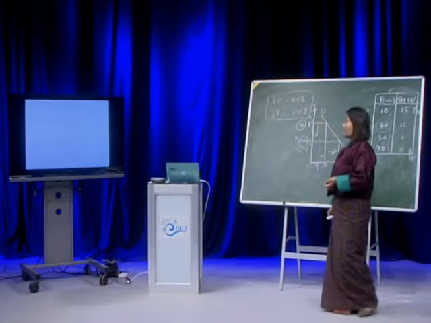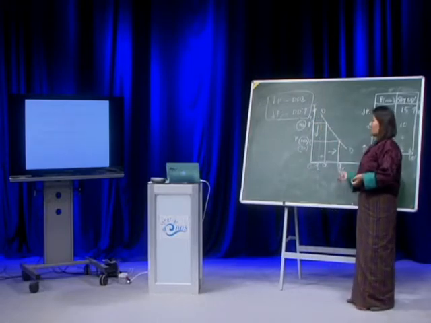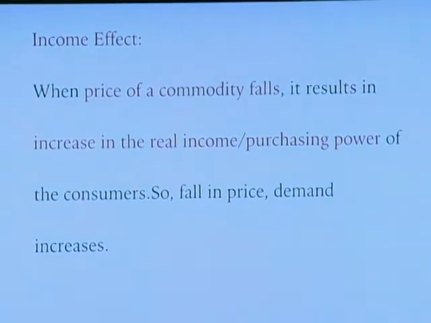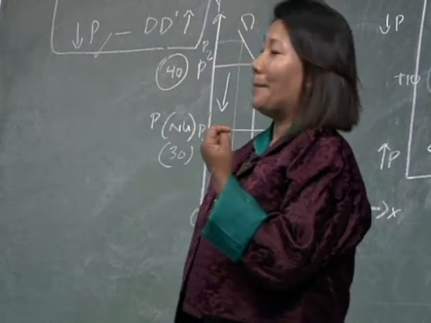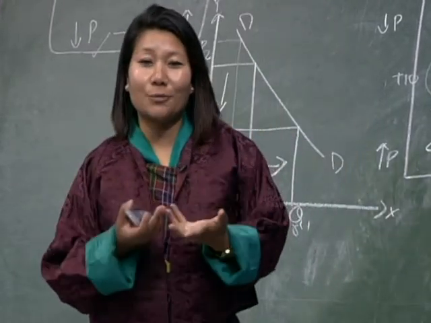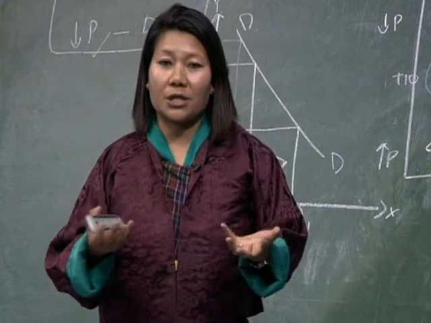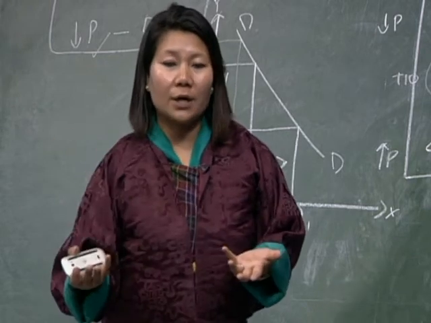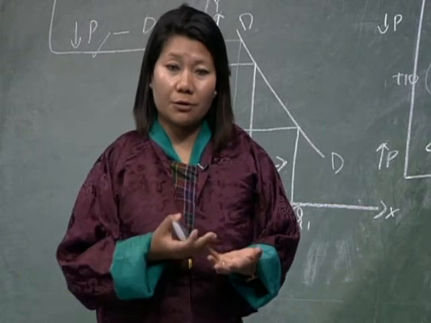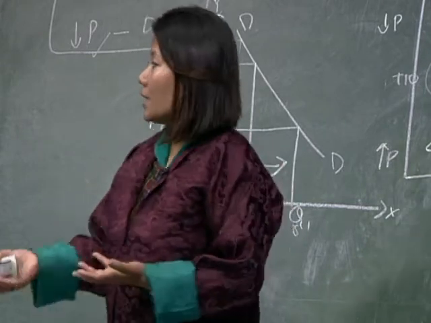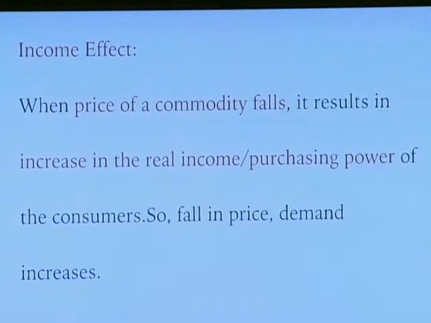Let's move on with the next reason why our demand curve is negatively sloped. Income effect. What is income? Again, literal meaning, income. By income, somebody has a remuneration for the effort he has put into production of a particular commodity. Either you're working or you're manufacturing or you're producing certain goods and services for which you get a reward, and that's the income. All right? Income effect. When price of a commodity falls, it results in the increase in the real income or purchasing power of the consumers. So fall in price, demand increases.